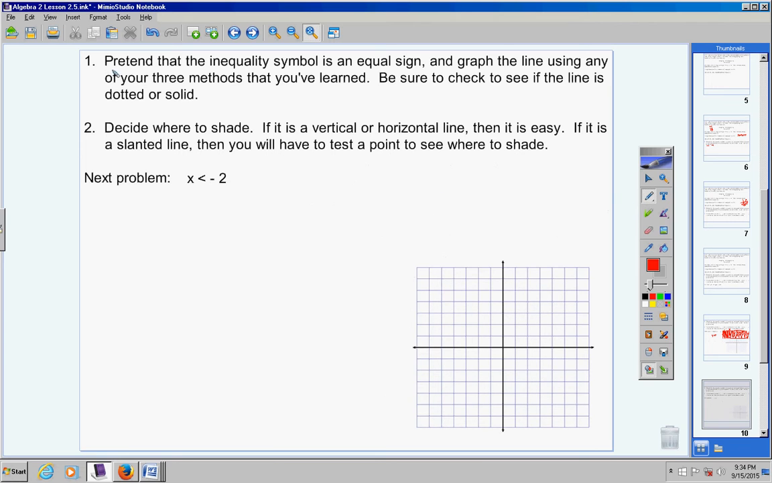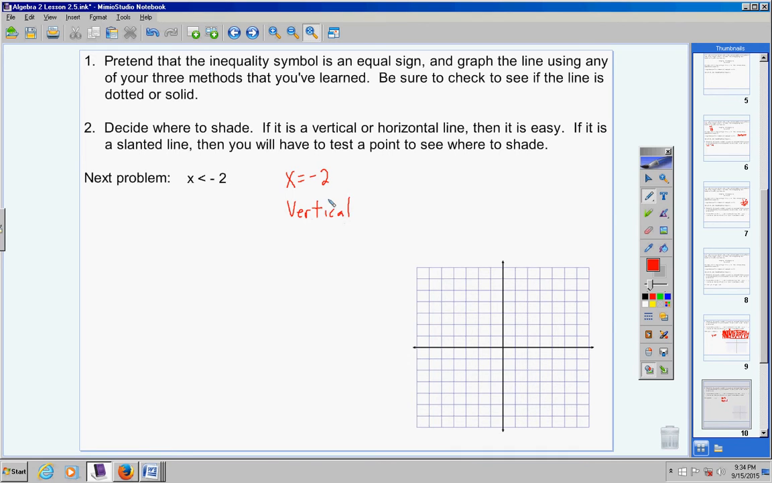Okay, step 1, pretend that the inequality symbol is an equal sign. So I'm going to pretend I have an equal sign, and I'm going to graph the line. Now, this is one of these single variable inequalities. Again, they're so easy. I have only an x, no y. I mean, do you see a y anywhere? Of course not. And x is all by itself. When that happens, that means you will always have a vertical line.